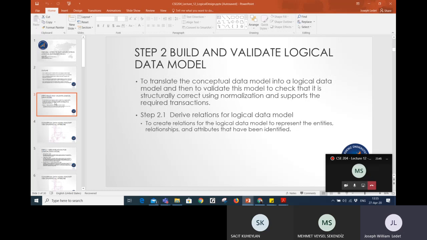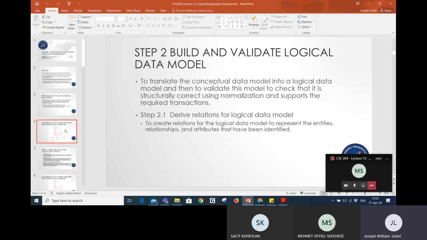The R in ER model stands for relationship, which is not the same as relations. A relationship is how two entities are related to each other. So what we want to do is take our ER model and know how to create relations, tables, from that ER model.